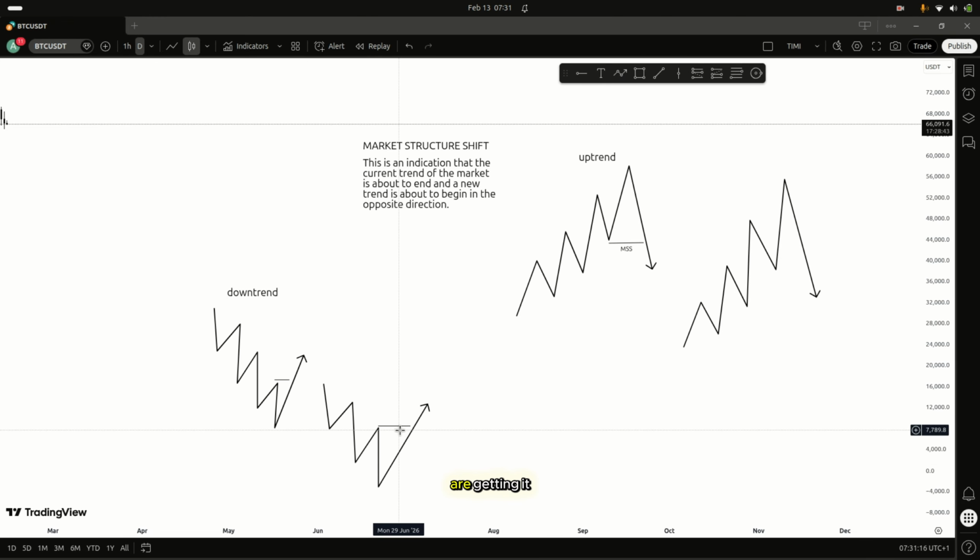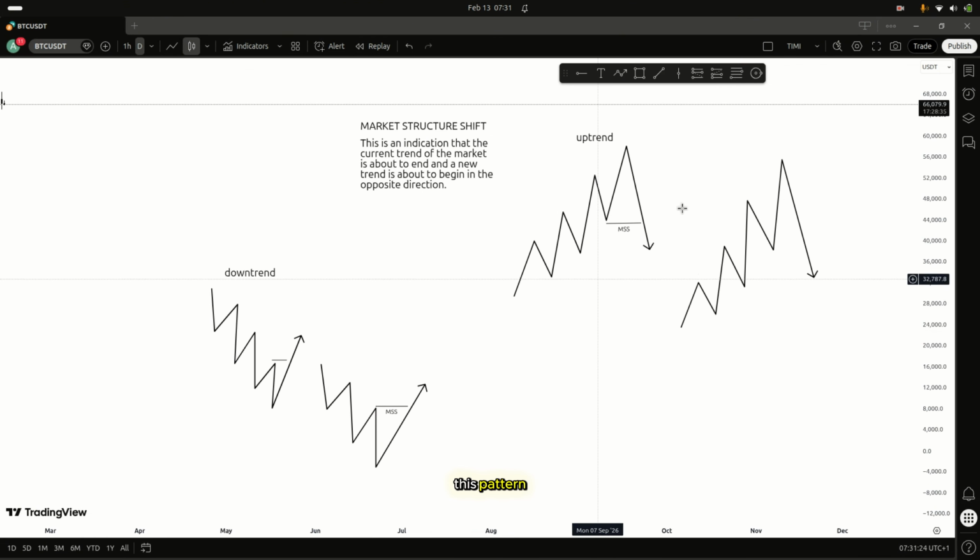I hope you are getting it. But if you are not getting it, you just have to put in the work and try to spot this pattern. This right here is a market structure shift. And this is all what a market structure shift is all about, right?